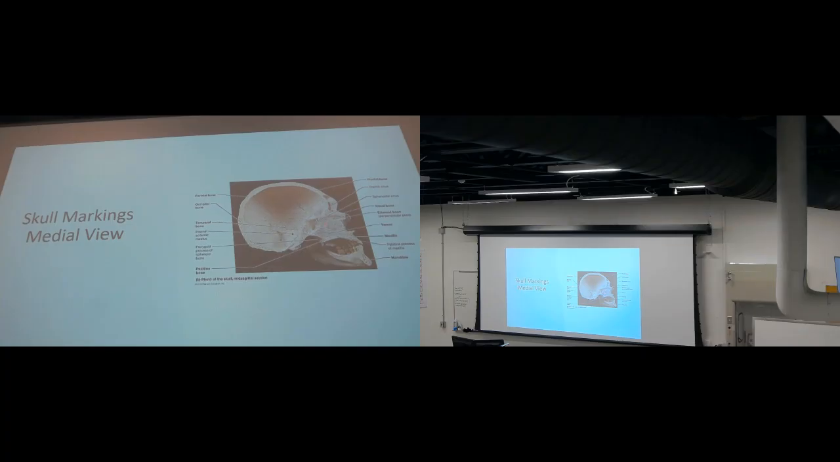Now, something else that you can see is this internal acoustic meatus, which is the internal part of the auditory canal. Outside, we have the external acoustic meatus, and as it continues inside, it runs into the cranial cavity, and in that space it is called the internal acoustic meatus.